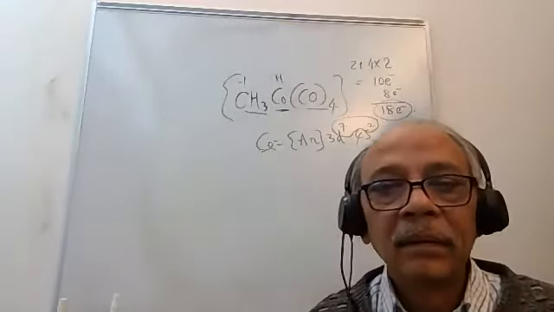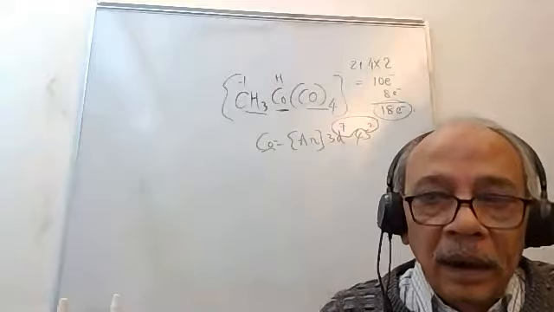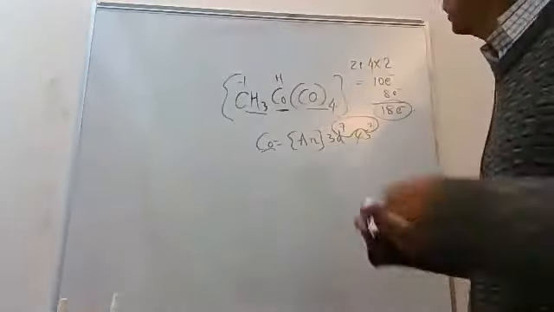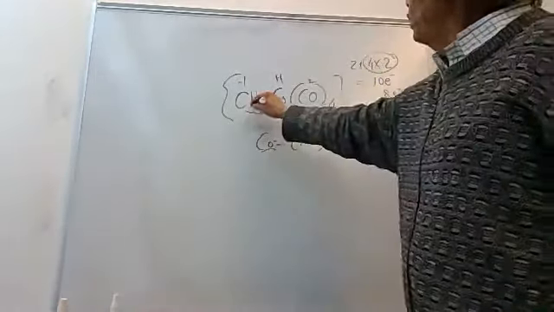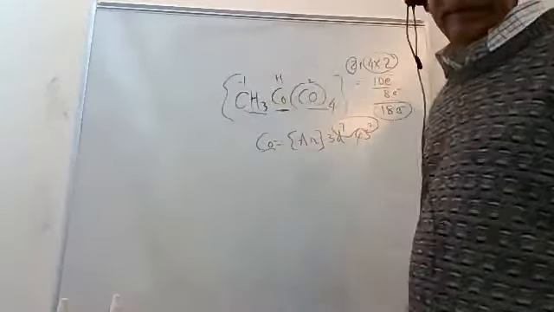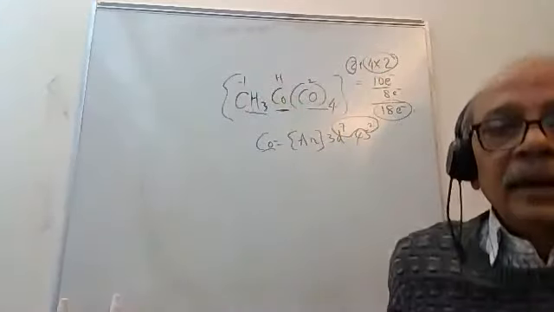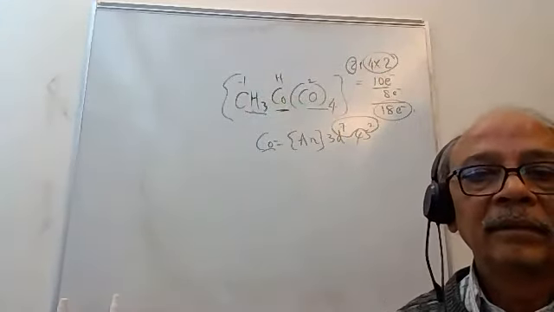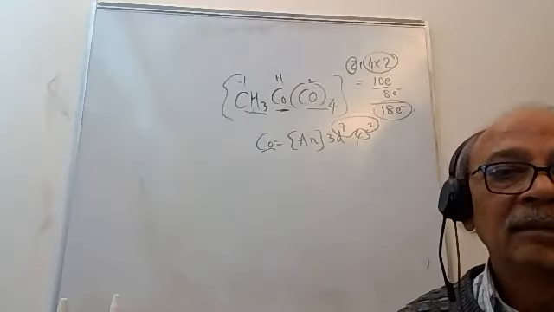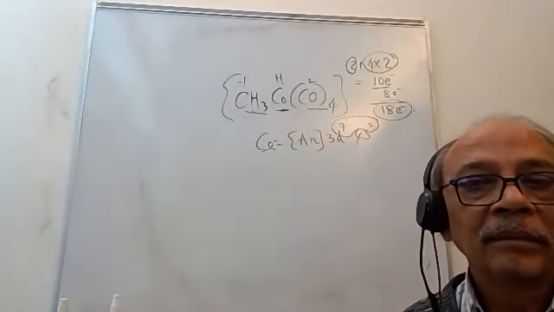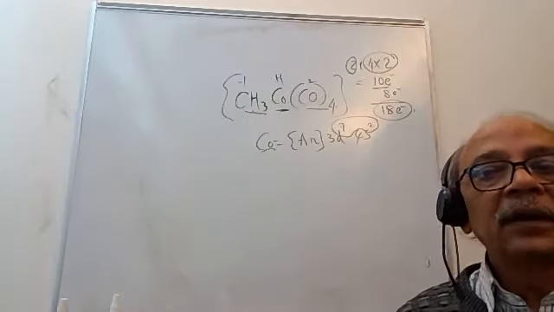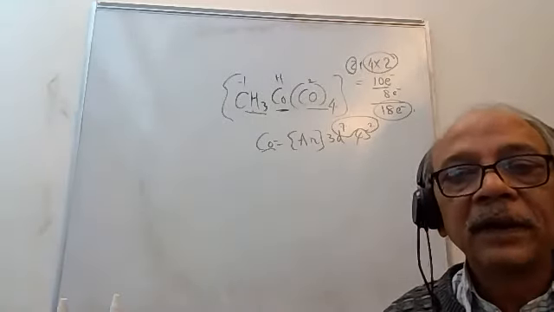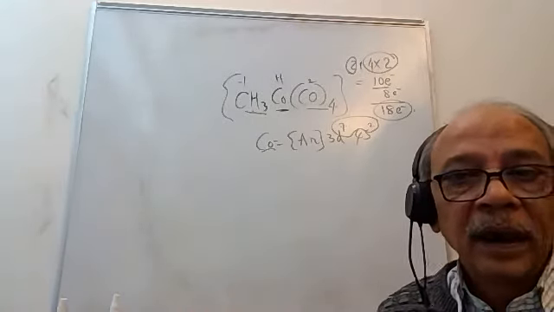You said the carbonyl has 10 electrons? No, carbonyl is only 2 electrons. So 4 times 2 is 8, and methyl has 2 electrons. 8 plus 2 is 10. Okay, thank you. Make sense? So the beauty of it is the way we have learned this topic is no matter what the complex is, we should be able to break it down and be able to answer the question.